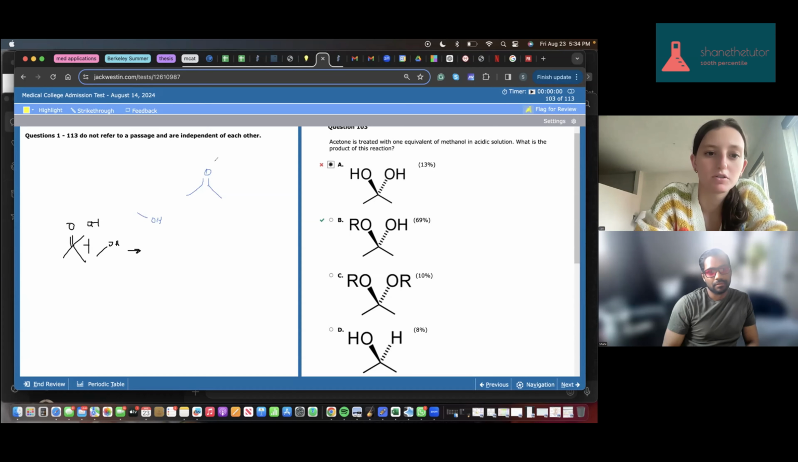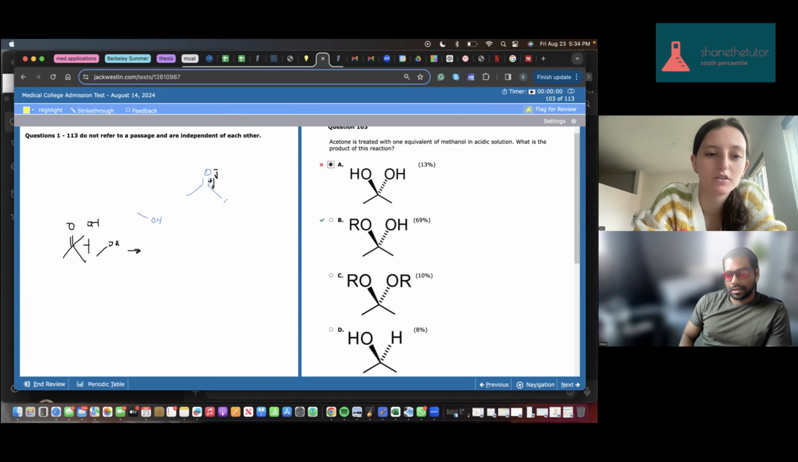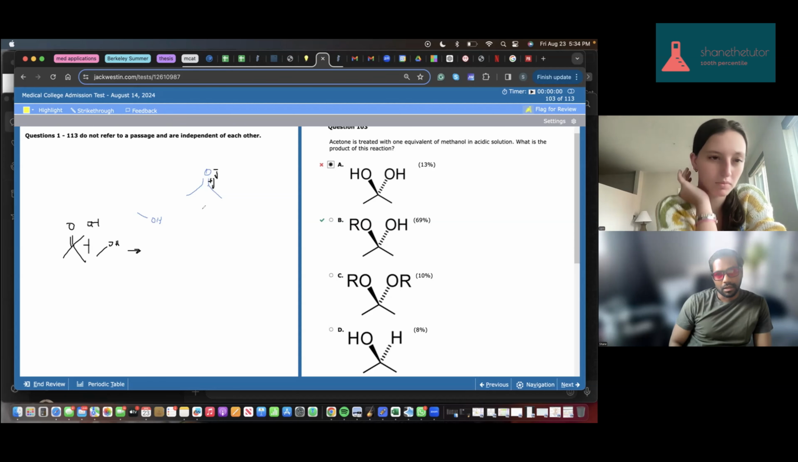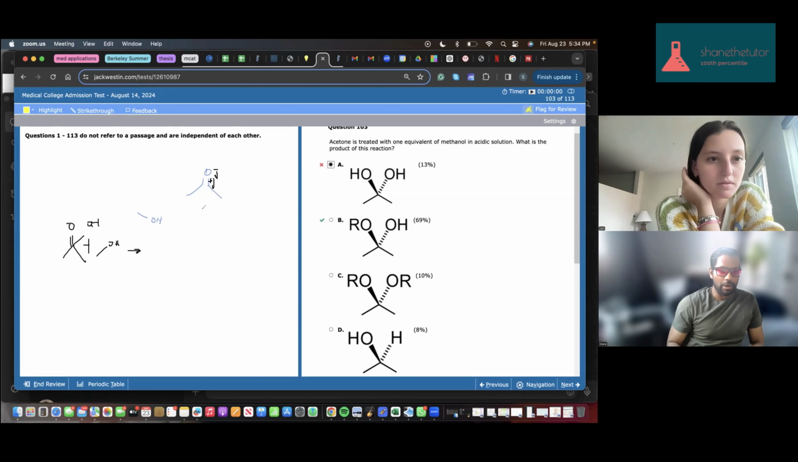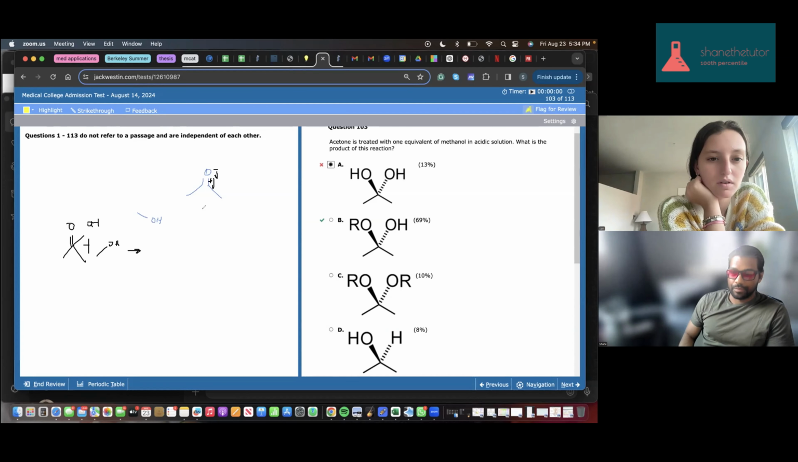Well, oxygen is partially negative, so you show it like music notes. And then the carbon is partially positive. If there's an oxygen at the end, the carbon becomes more partially positive. So nucleophiles would be attracted to the partial positive charge. So it would attack it.